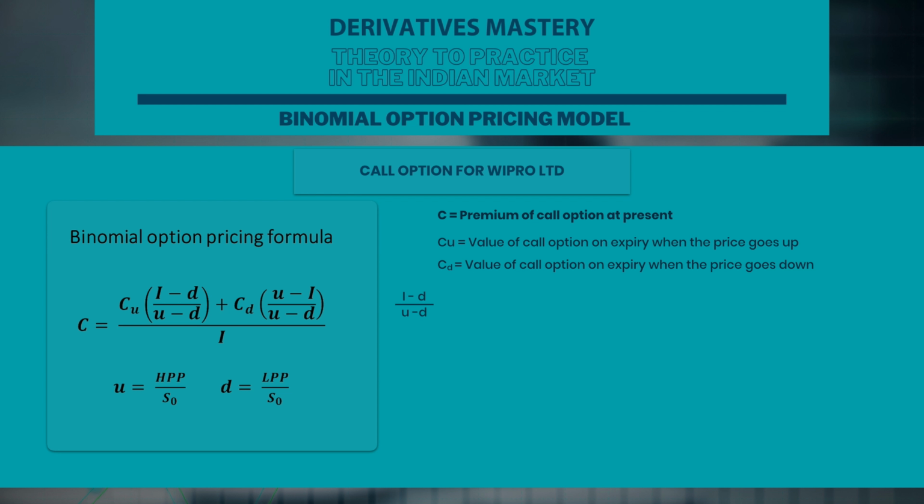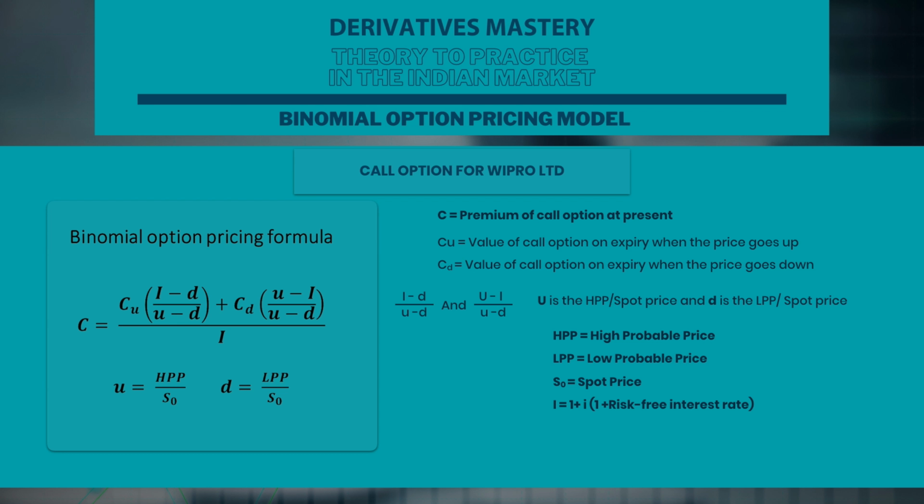In order to find the probability of the price going up and down, we use the formulas (I minus D) by (U minus D) and (U minus I) by (U minus D), where U is the high probable price by spot price and D is the low probable price by spot price. We finally divide the numerator by I to get the expected present value of the option. I here is 1 plus the risk-free interest rate. Now let us input the values in the formula.